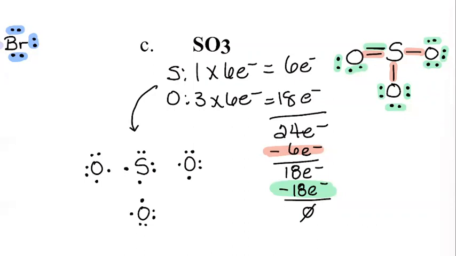Does that answer your question, Victoria? Because not all the electrons are involved in bonding. It's only the valence ones. The core electrons are not involved at all.